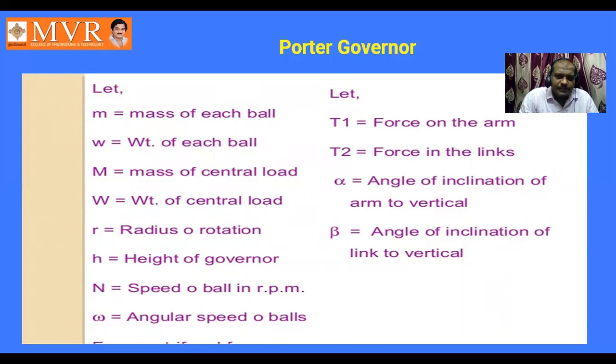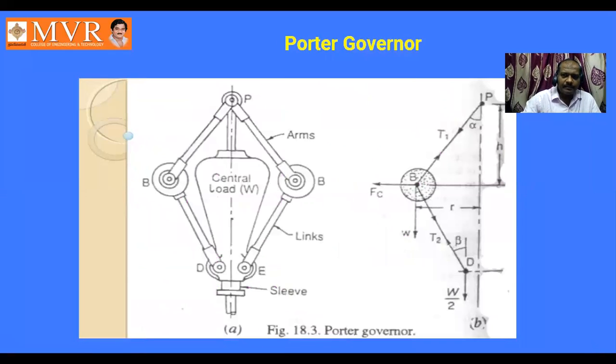Omega is the angular speed of the balls. T1 is the force on the arm. T2 is the force in the links. Alpha is the angle of inclination of the arm to the vertical. Beta is the angle of inclination of the link to the vertical. So if you observe this slide, these are the parameters that we have shown in the given diagram. This is how it is going to look.